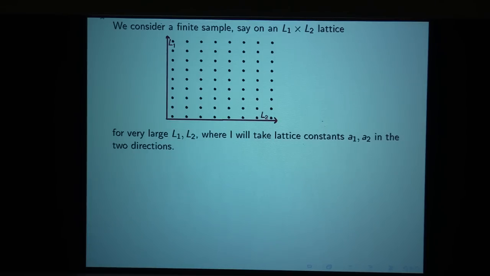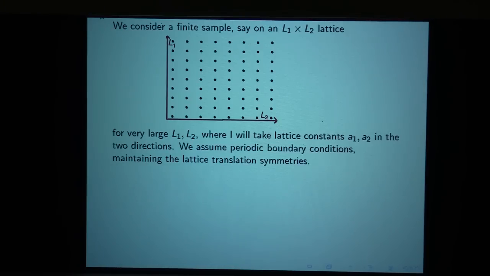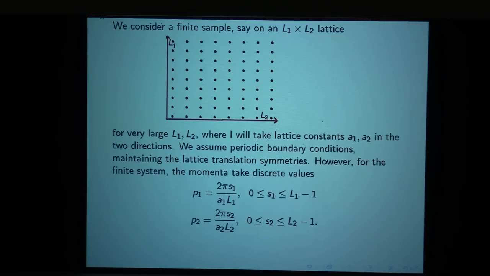So we consider a very large but finite sample. I've tried to draw an L1 times L2 lattice for very large L1 and L2, but I want to imagine periodic boundary conditions. So both the 1 and 2 directions are wrapped into very big circles. So we have a very large 2-torus with this crystal on it. And we'll take lattice constants A1 and A2 in the 2 directions. As I said, we assume periodic boundary conditions, maintaining the lattice translation symmetry. Now, of course, for a finite system, the momenta take discrete values. So P1 is an integer times 2 pi over A1 L1, and likewise for P2.